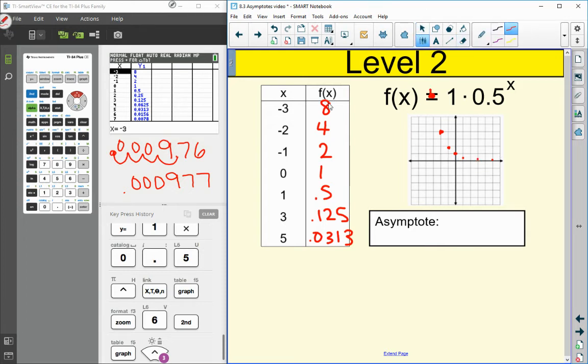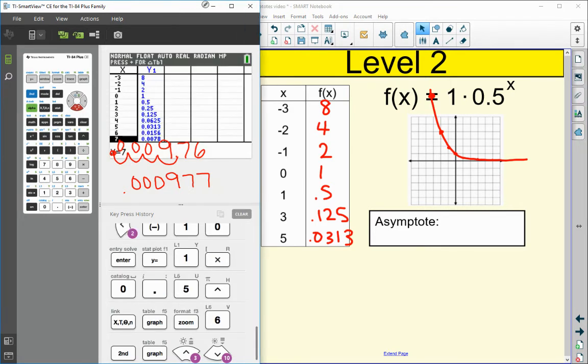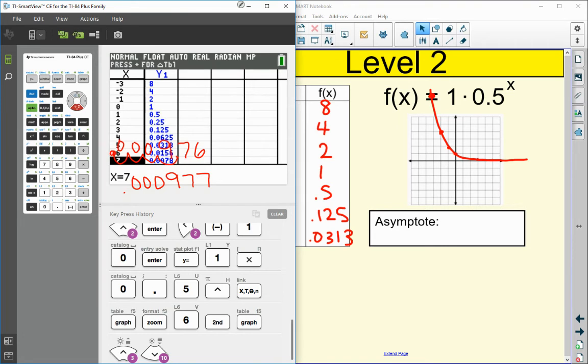Anyway, so it does the exact opposite. This time, it's going this way. It's getting close to 0, but it never, ever, ever crosses it. So now let's talk about what is happening there. Now I'm going to scroll down here, and let's make this a little bit bigger so we can see those numbers better.